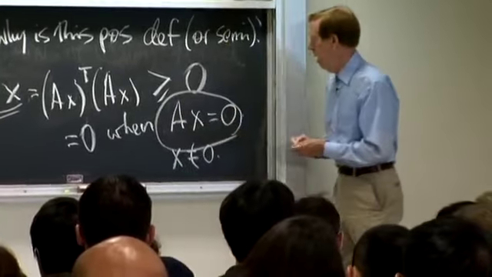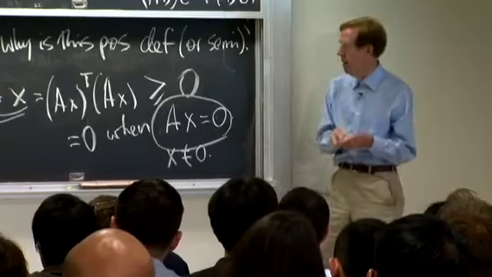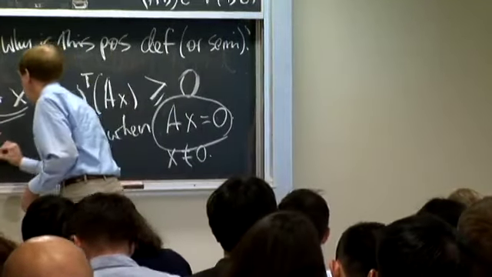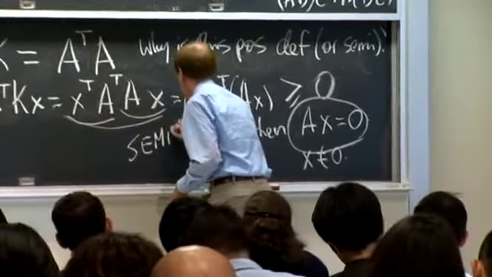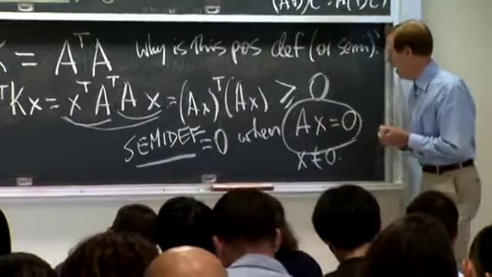Then I'll only be semi-definite. That's the test: if there's a solution to AX equals 0.